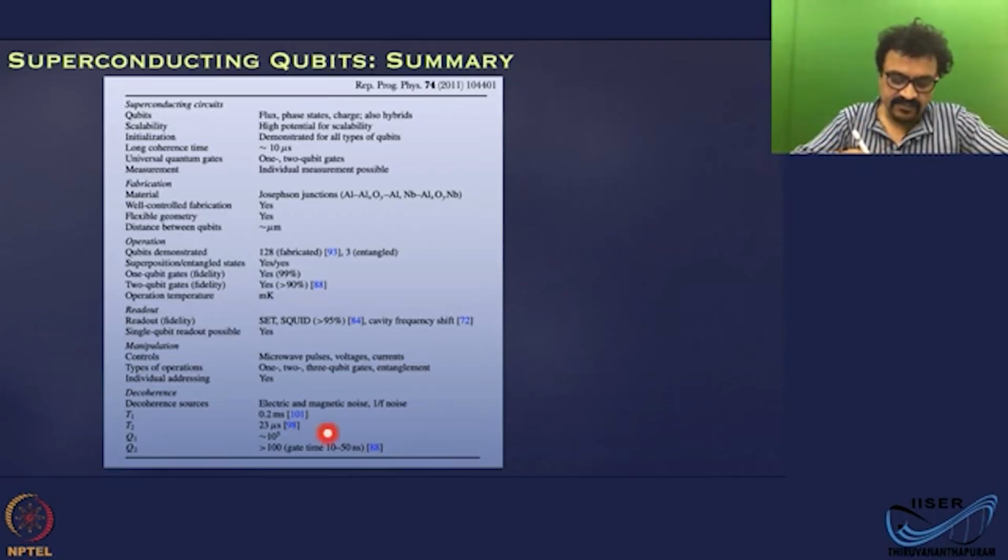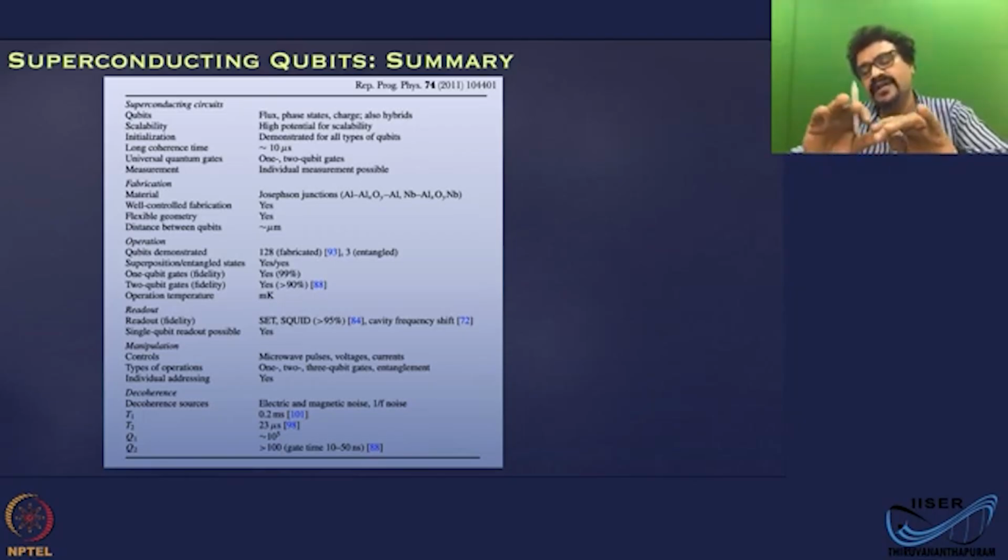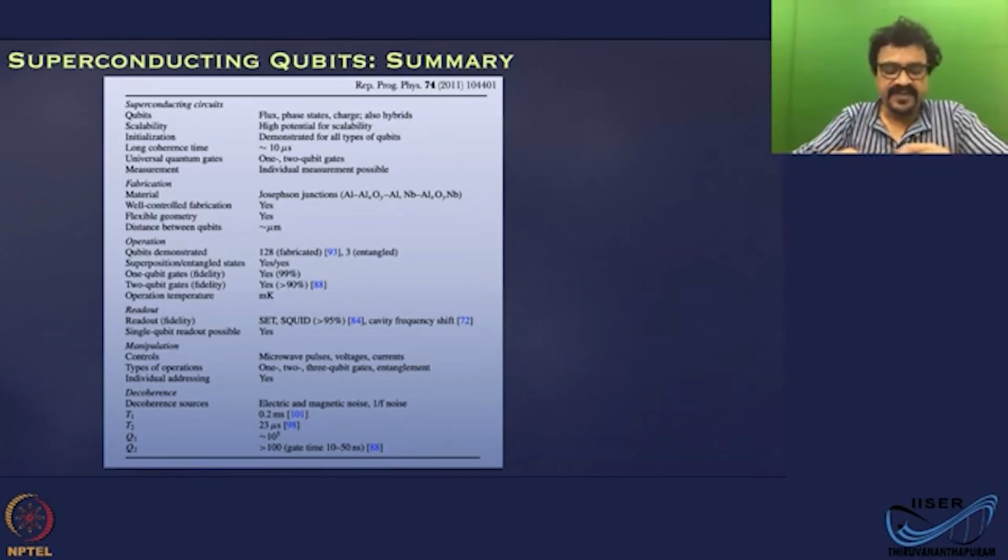Okay, and these are some of the benchmark parameters for T1, the longitudinal and transverse coherence times, and other gating times and everything. So, in summary, the superconducting qubit community has demonstrated pretty much whatever is required for realizing a prototype. They have realized also a prototype quantum computer. And in the next lecture, we'll overview the technology of semiconducting qubits.